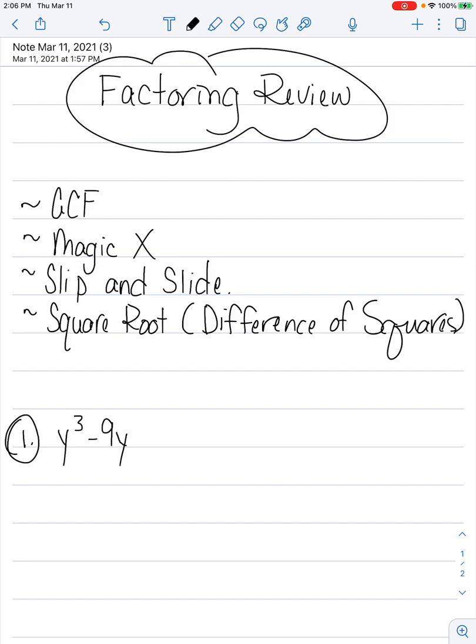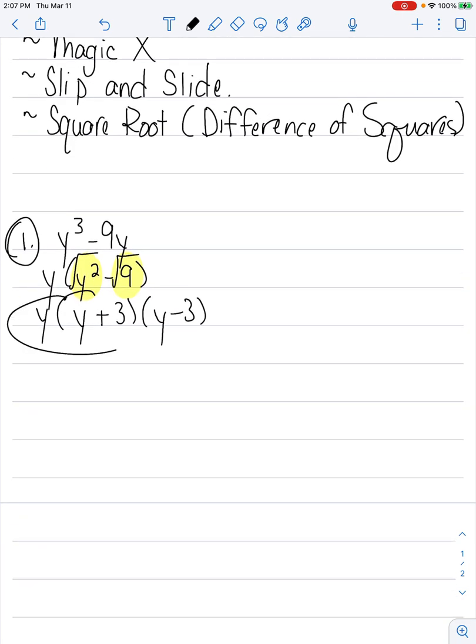So the first thing that I notice is I can factor out a y. And when I do that, I end up with y squared minus 9. The next thing I notice is I have 2 perfect squares. This is a perfect square, this is a perfect square, and it's a difference. There's a subtraction sign. So I'm going to take my 2 square roots, y times y, the square root of 9 is 3, so y plus 3 times y minus 3. So that is completely factored.